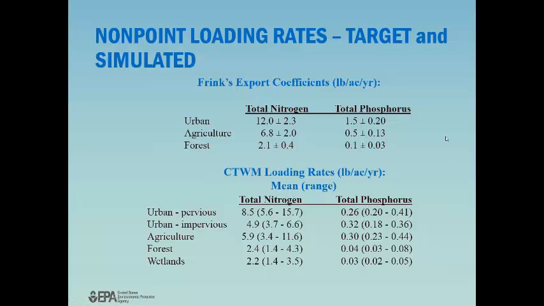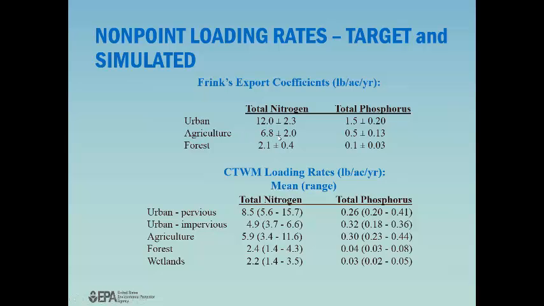Looking at the loading rates, the target and the simulated, this researcher, Frank, was in Connecticut and was well regarded, and his estimates of loading rates have been used throughout the state for many years in terms of estimating what's coming from urban versus agriculture versus forest. For total nitrogen and total phosphorus, the values here were generally accepted. Something unusual in my experience was that this was the first time you would see urban loadings typically higher, maybe by a factor of 2, than agriculture.